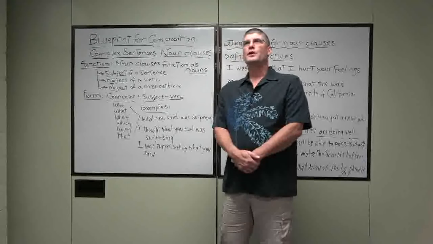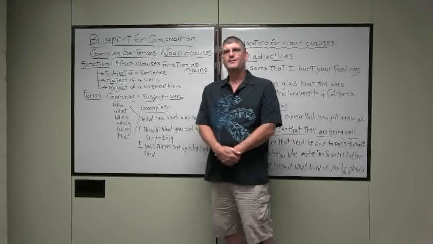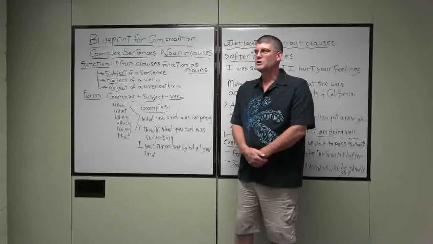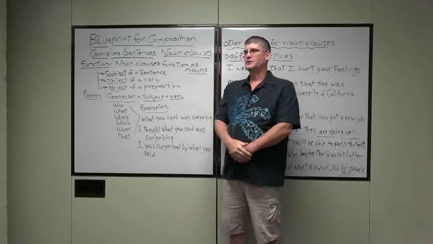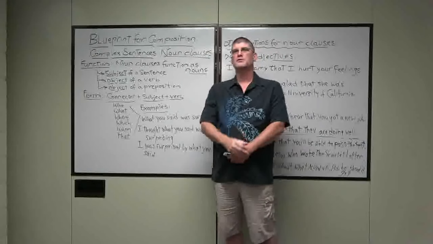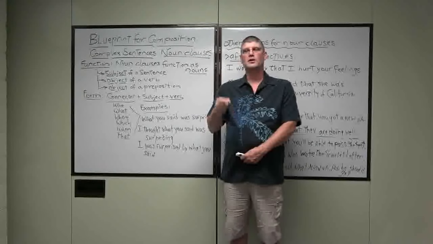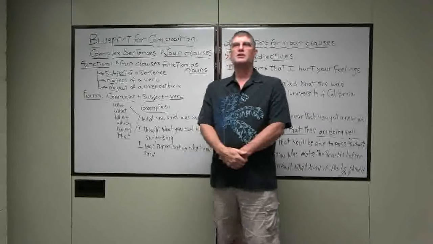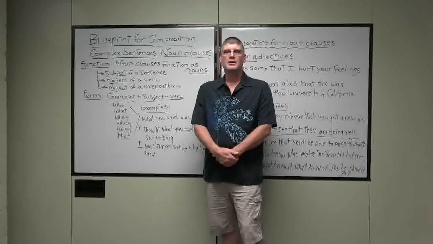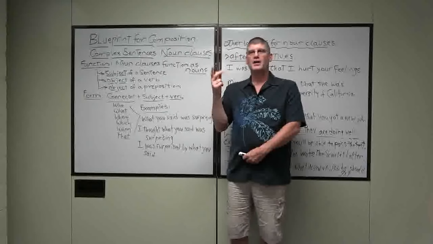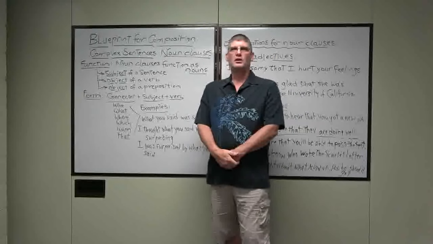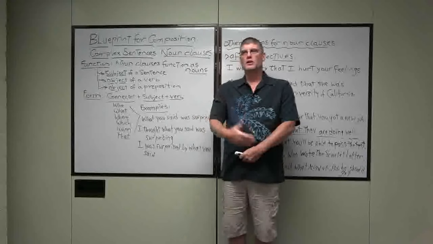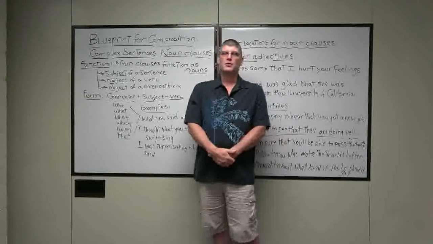So what we're going to do in this installment today is look at the other type of subordinate clause, which is known as the noun clause. So we have three major types of subordinate clauses: adjective clauses, adverb clauses, and noun clauses. So today we're going to get into some specific detail about the form, the function, and the location of noun clauses in sentences.